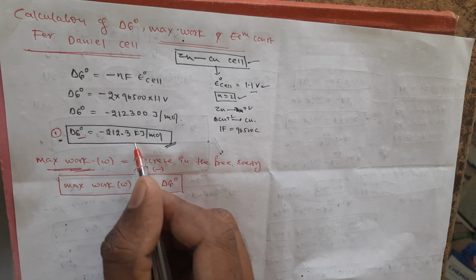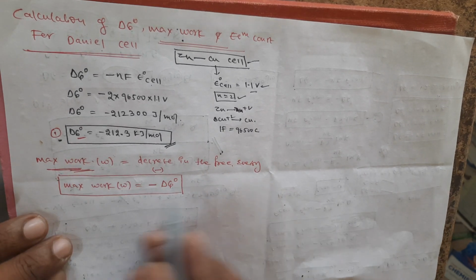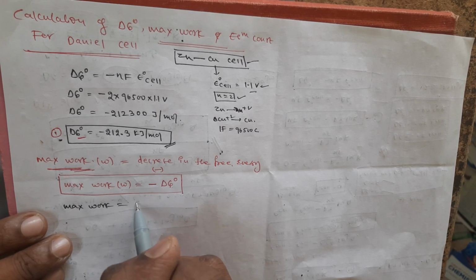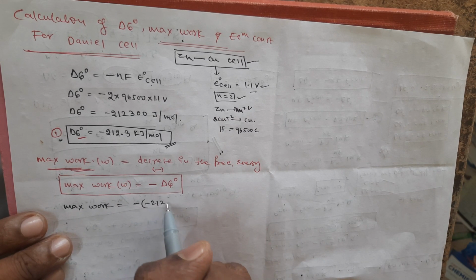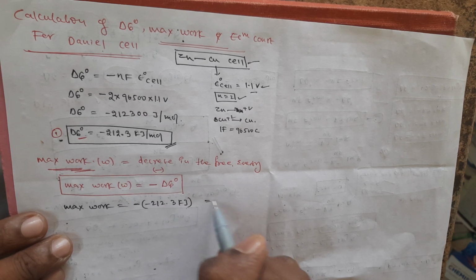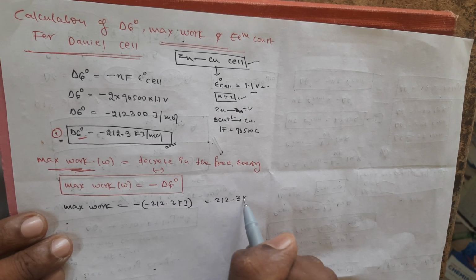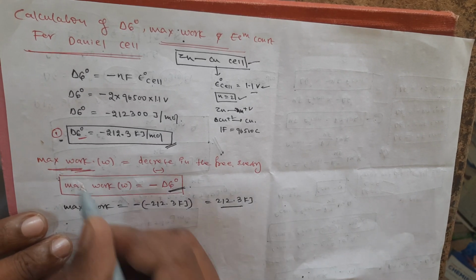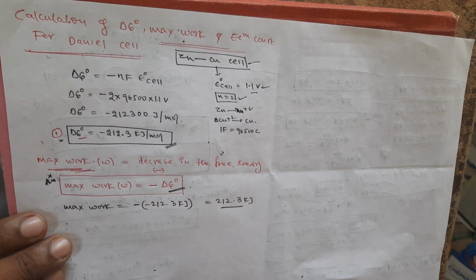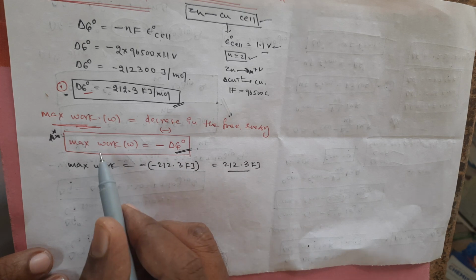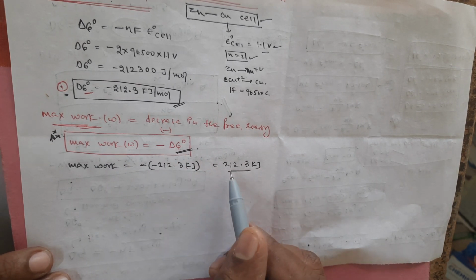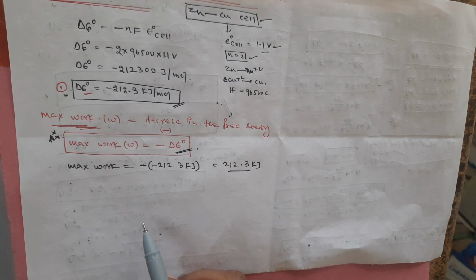And what is the delta G naught value we got here? Minus 212.3. Then from here we can calculate the maximum work, which is equal to minus of minus 212.3 kilojoules, so it will become 212.3 kilojoules. So remember that maximum work is equal to minus delta G naught. In any question, if they give delta G naught and ask you to find the maximum work, you just have to multiply with minus. If minus is already there, it will be converted to plus. So this is your maximum work.